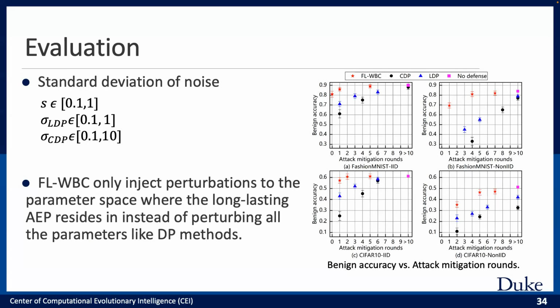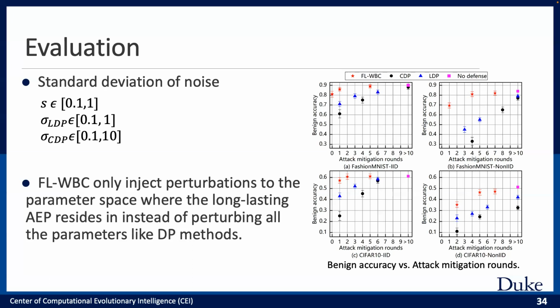Basically means the stronger defense. What I'm going to show here is that if we are able to have the attack, we are able to increase the noises and also some parameters. With the IFL-WBC, we only inject the perturbation into the parameter space, while the long-lasting AEB, instead of perturbing all the parameters like differential privacy, ends up with a much better trade-off curve, as we show here.